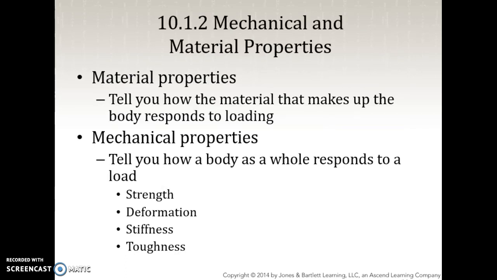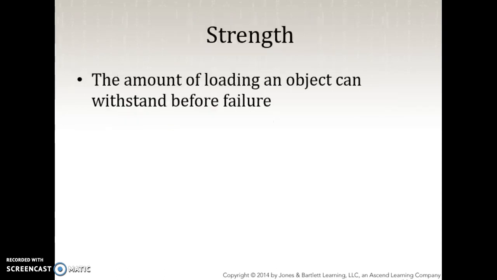So, the difference between mechanical and material properties. Material properties tell you how the material that makes up the body responds to loading. Material properties use mechanical properties to tell us a little more about the structure. Mechanical properties tell you how a body as a whole responds to a load. Mechanical properties are determined by the material properties, and when we look at mechanical properties, we're looking at strength, deformation, stiffness, as well as toughness, and we'll define all of those later on.